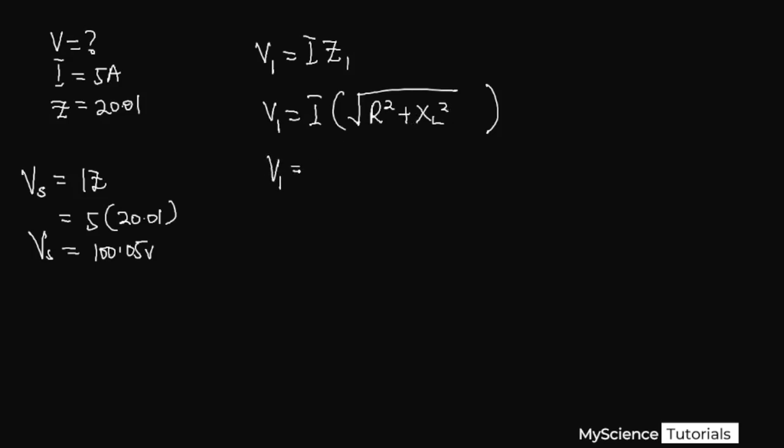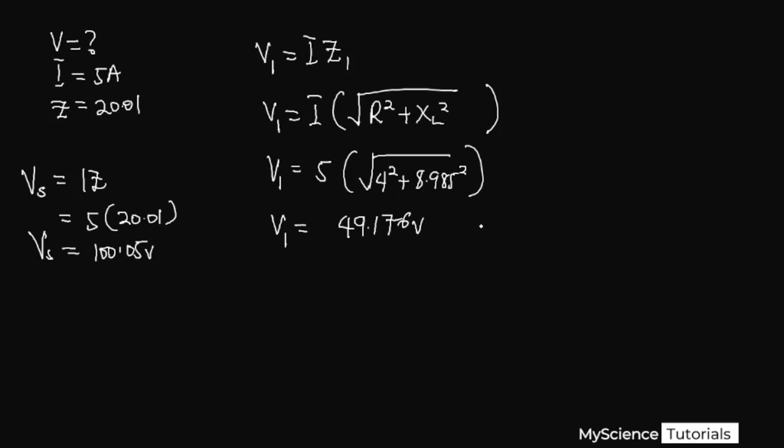So V1 will be equal to 5 for our current multiplied by the root of our resistance, which was 4, so we have 4 squared, plus we already calculated our XL and found that to be 8.985, so we have 8.985 squared. So our V1, if we put everything we have here into the calculator, we are going to get 49.176 volts as our answer.